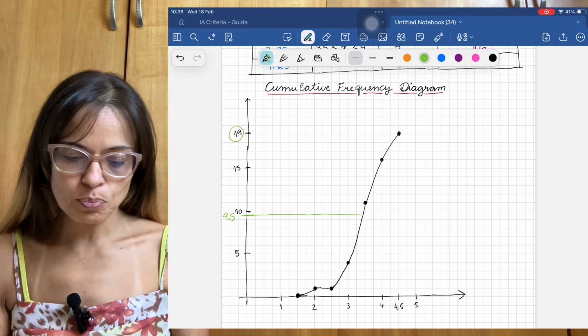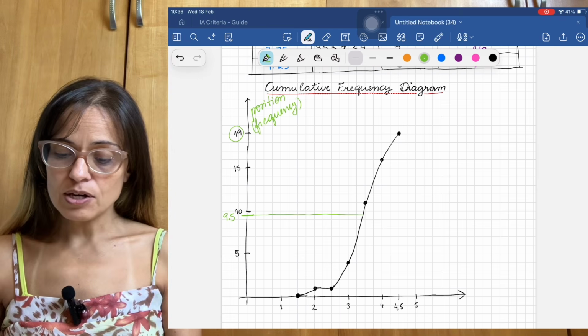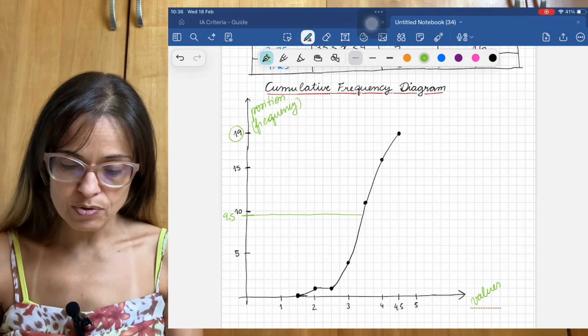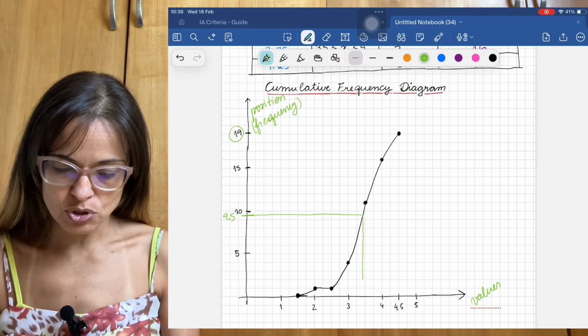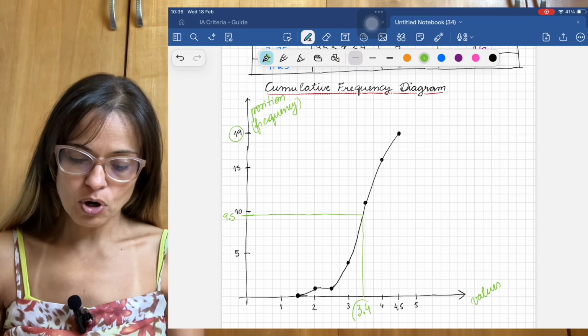So remember that the 9.5 is positions, it's frequency, and the values are on the horizontal. So yes, we want to know what the value is. That's going to be our answer. And in this case, it's looking like 3.4 approximately.